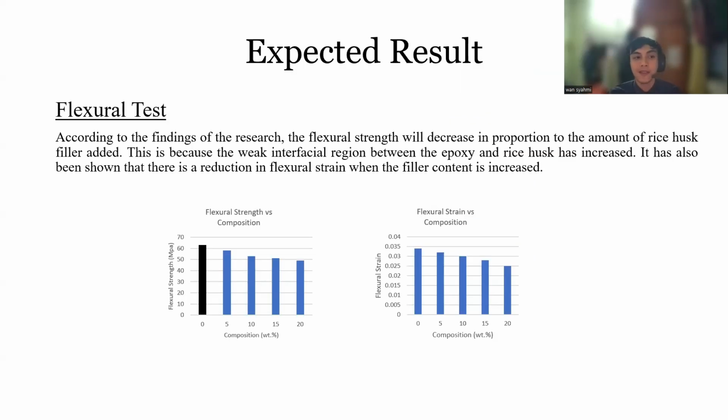So as for the expected result, according to the findings of the research, for the flexural test, the flexural strength will decrease in proportion to the amount of rice husk filler added. This is because the weak interfacial region between the rice husk has increased. And it has also been shown that there is a reduction in flexural strength when the filler content is increased. As you can see in the graph of flexural strength against composition, the flexural strength gradually decreases as the composition increases, and it is the same for the flexural modulus versus composition.